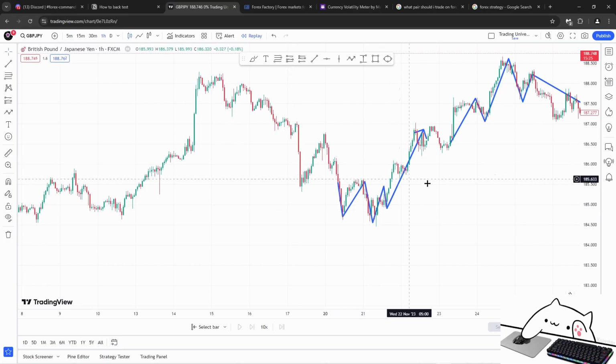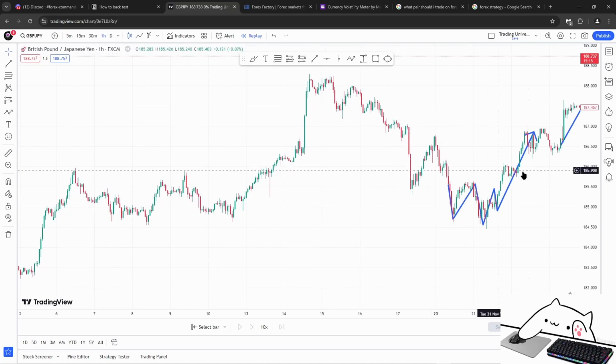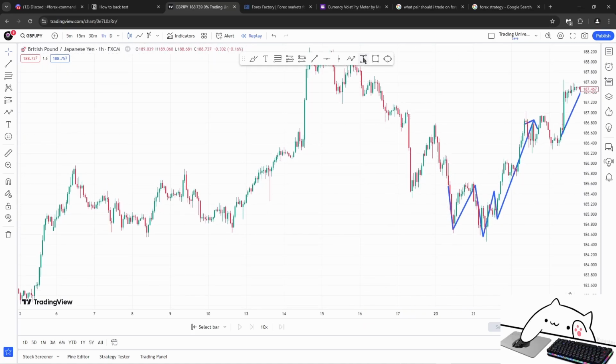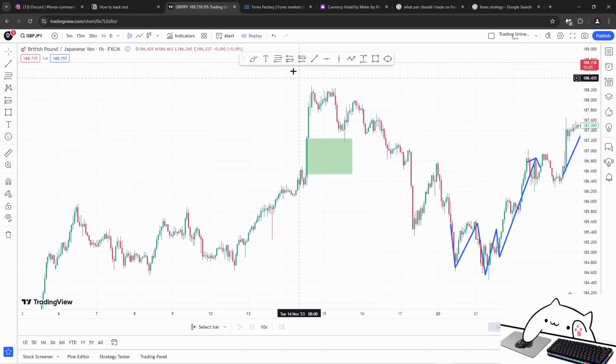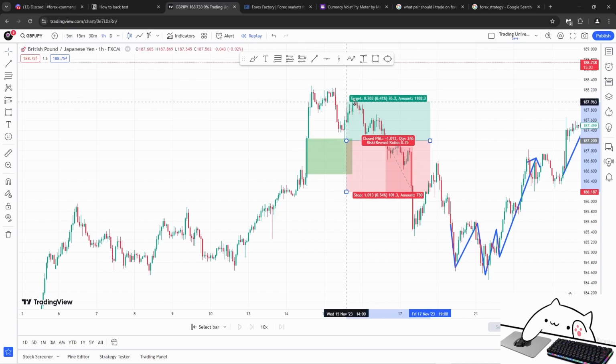When you have a plan, it doesn't have to be head and shoulders, it could be your own plan. As you're making your plan, you're going to keep going back. Imagine your plan is fair value gaps. You're going to find fair value gaps in the past, and if it tells you to enter right when price touches it, then you're going to keep entering, like this.